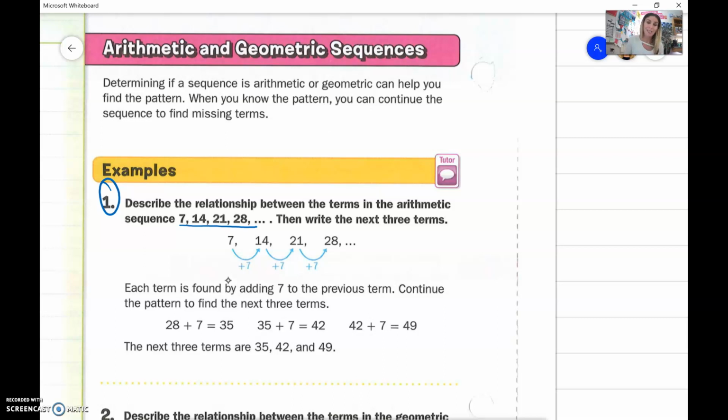But take a look at when you look at them going from each term. How I get from 7 to 14, I add 7. How I get from 14 to 21, I add 7. How I get from 21 to 28, I add 7. Therefore, my rule is I'm going to add 7. Now, take a look. So our rule is add 7. And then we're supposed to write the next 3 terms. So if I'm at 28, then I'm going to add 7. So my next term would be 35. Now I'm at 35, I'm going to add 7, which would be 42. Now I'm at 42, I'm going to follow my rule. I'm going to add 7, which is 49.